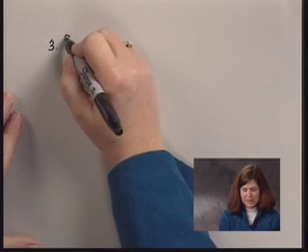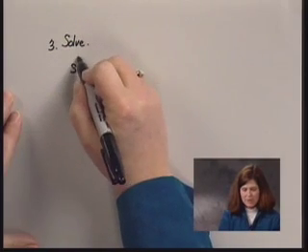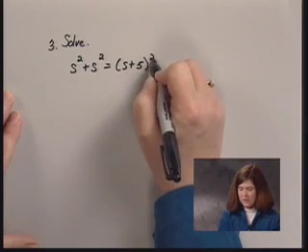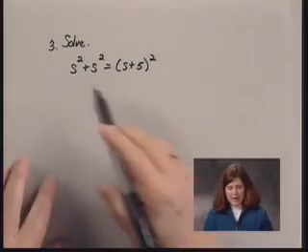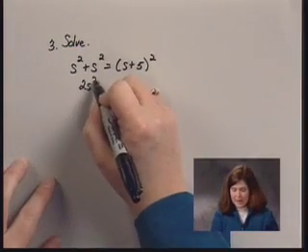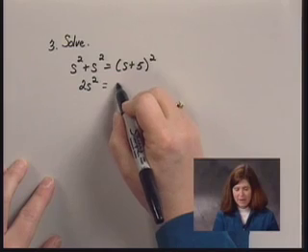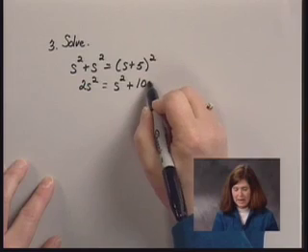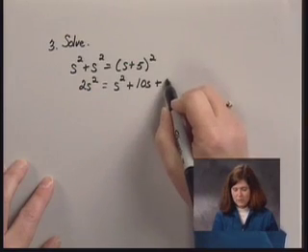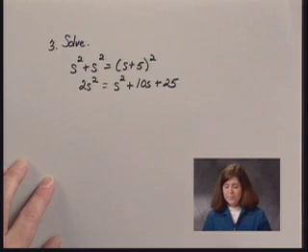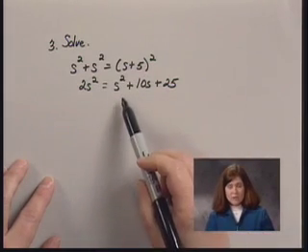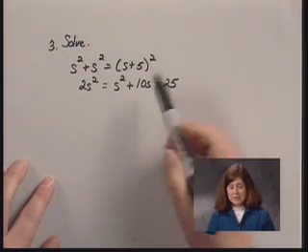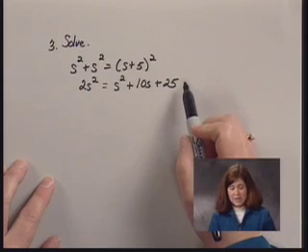The equation is s squared plus s squared equals s plus 5 squared. I can combine terms and I get 2s squared on this side. And I multiply this and I have s squared plus 2 times s times 5, or 10s, plus 5 squared, 25. I use the rule for squaring a binomial. I want to get a 0 on one side, so I subtract s squared from both sides. I subtract 10s from both sides, and I'm going to subtract 25 from both sides.